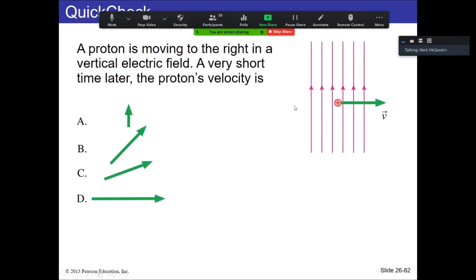Maybe you're excited too. Question for you. A proton is moving to the right in a vertical electric field. A very short time later, what will the proton's velocity be? Letter in the chat, por favor.